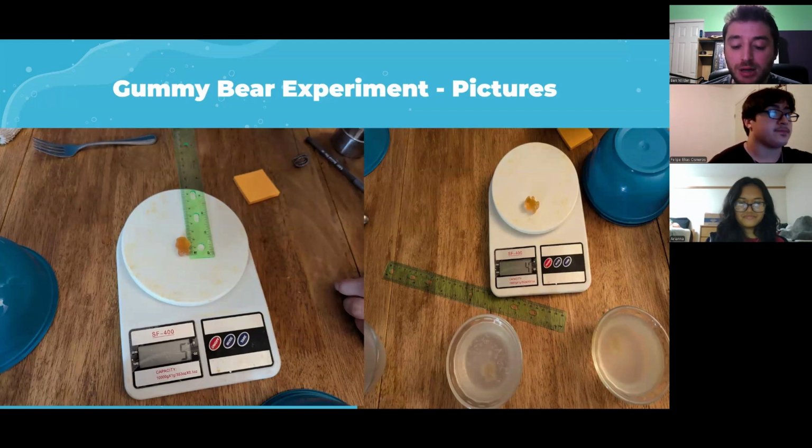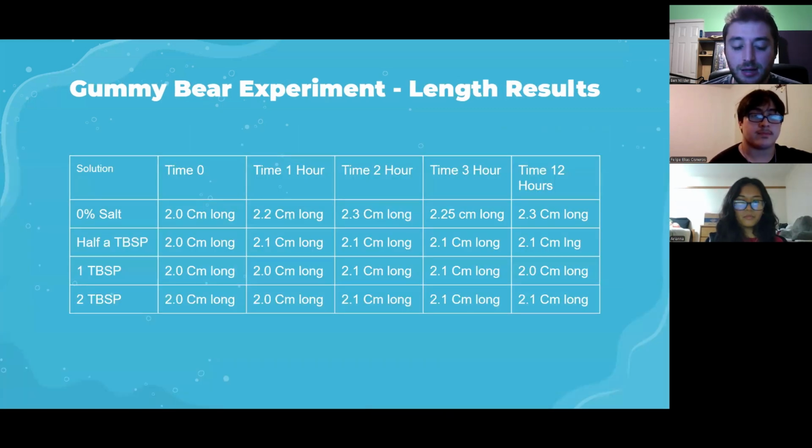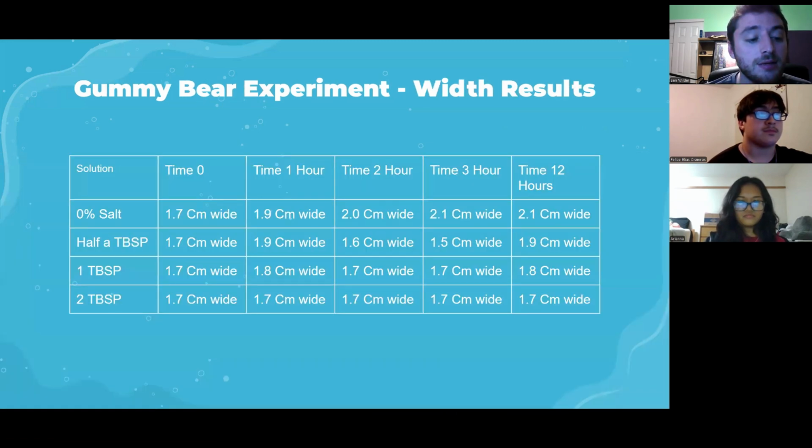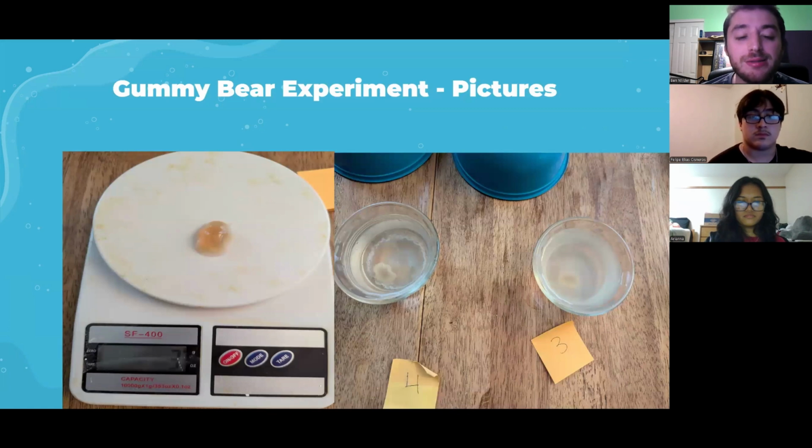Here are more pictures of us measuring the gummy bears. Here are gummy bears' length, and this is how we recorded it during the experiment. Here are some pictures closer to the end, and it's interesting to see how discolored and dissolved some of the gummy bears got. Here is some more data on measuring the gummy bears and the width. And finally, these are some pictures of the gummy bears at the end of the experiment.